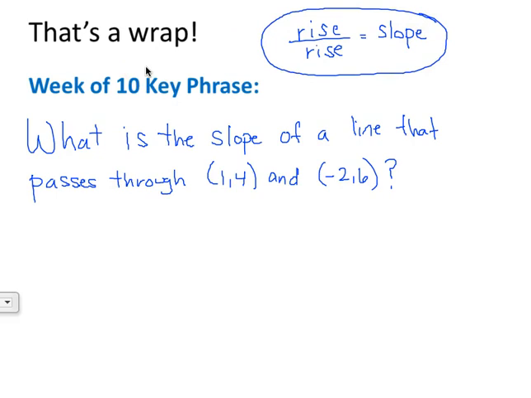So for your key phrase assignment, I want you to tell me what is the slope of a line that passes through point (1, 4) and another point that has coordinates (-2, 6). So remember, keep your slope as a fraction.